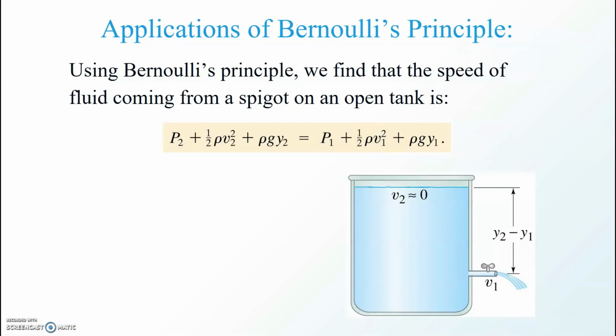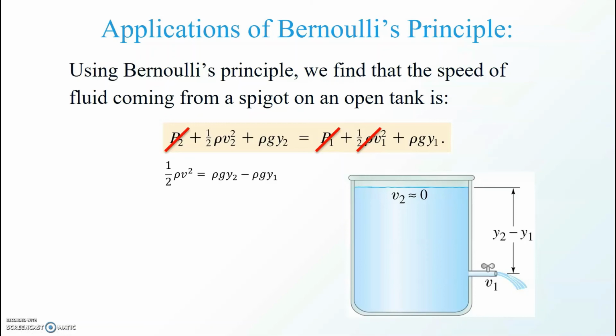All right, now we can do the same thing using Bernoulli's with a spigot. Noticing that you have an open container and it has a spigot. How fast is the water coming out of the spigot? Well, the pressure is the same because it's atmospheric pressure here and atmospheric pressure here. And the velocity at the top is 0, so it's not moving. So we can get rid of those terms. Then we are just left with this.